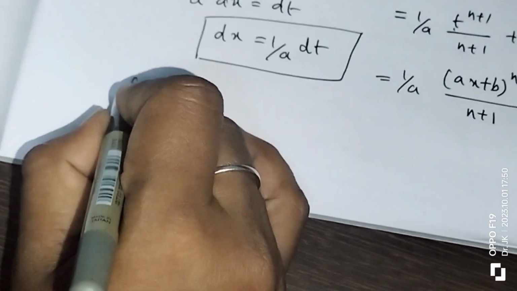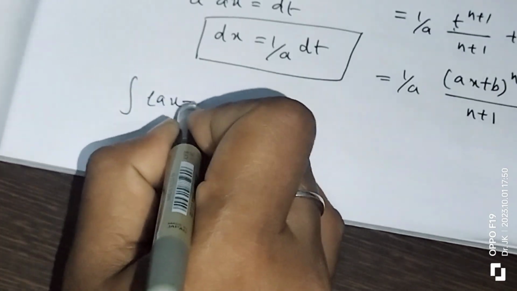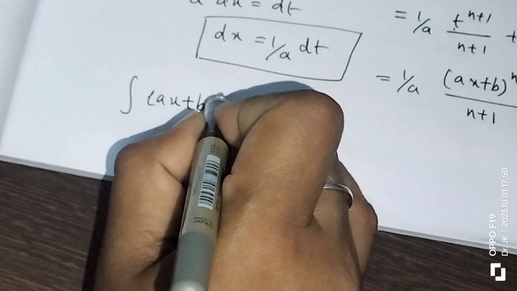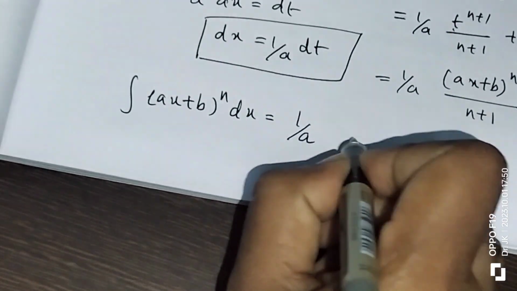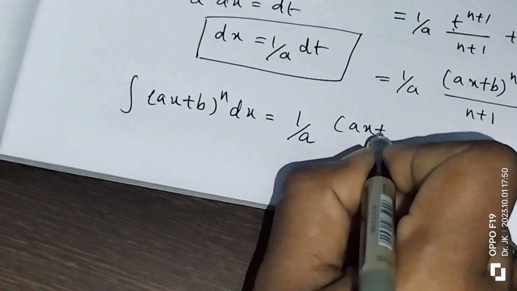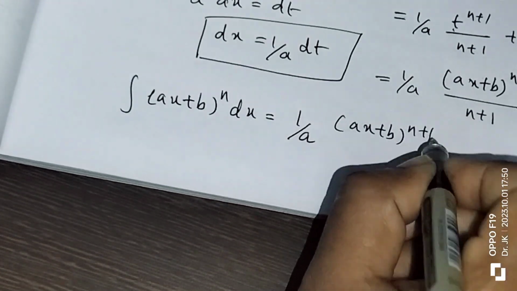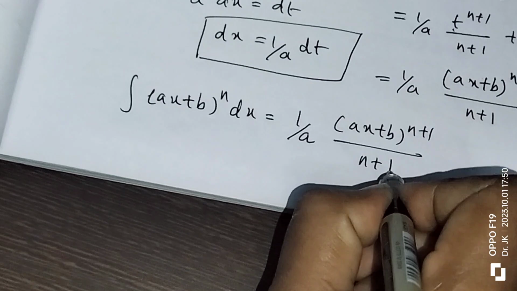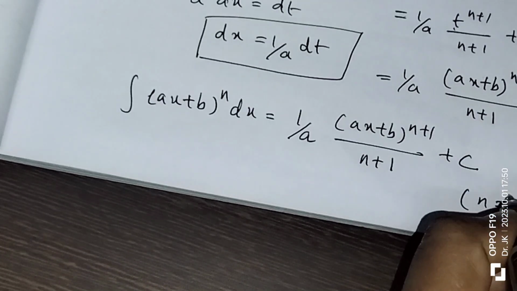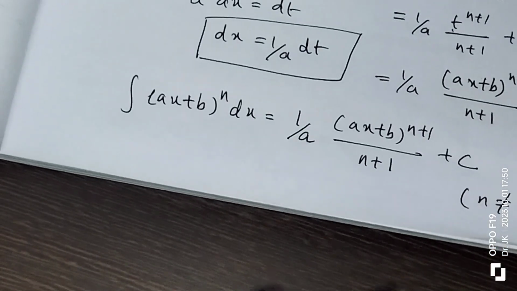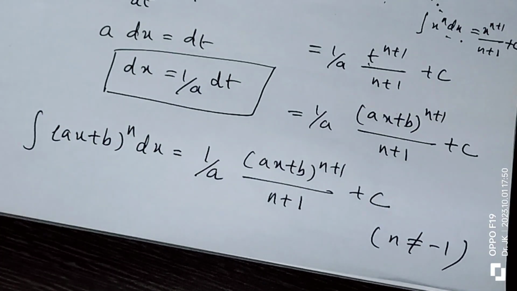Therefore, the integral of (ax plus b) whole power n into dx is equal to 1 by a into (ax plus b) whole power n plus 1 by n plus 1 plus c. Here also n is not equal to minus 1.